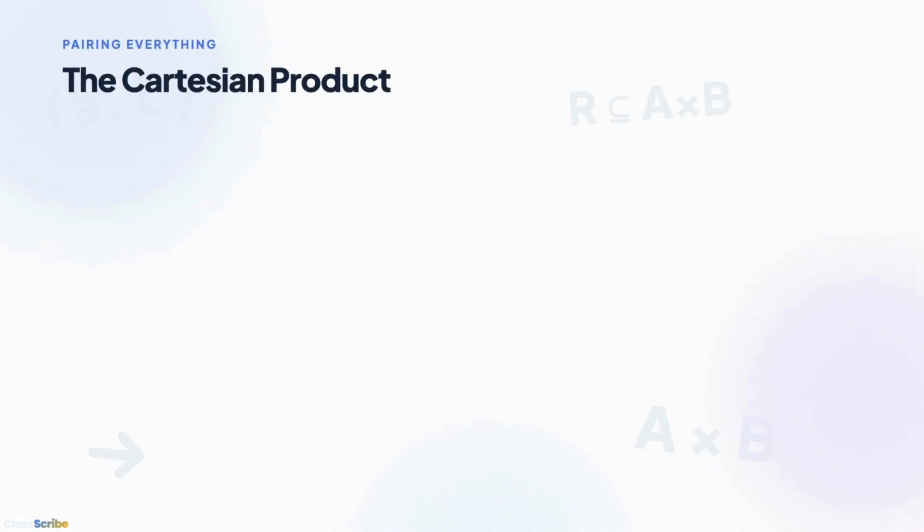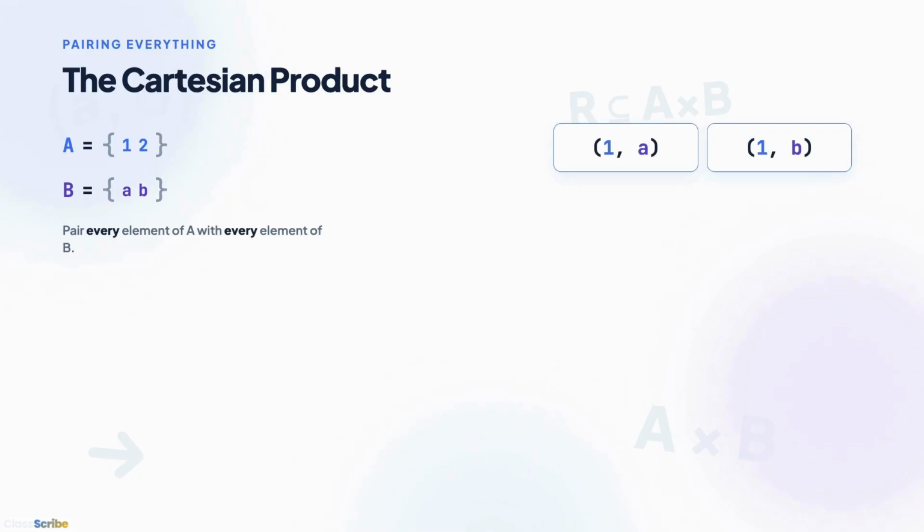Now, suppose we have two sets, A equals {1, 2}, and B equals {a, b}. What are all the possible ordered pairs we can form? We pair every element of A with every element of B. This gives us (1, a), (1, b), (2, a), and (2, b).